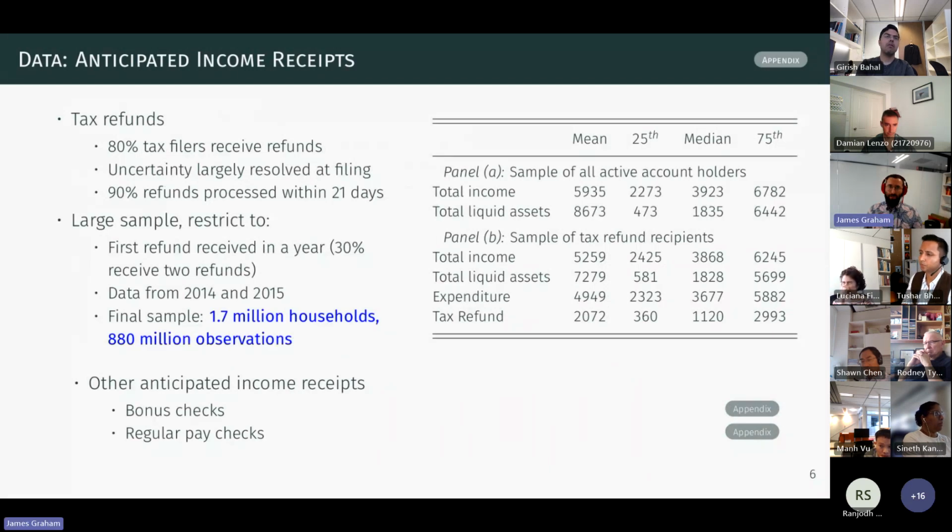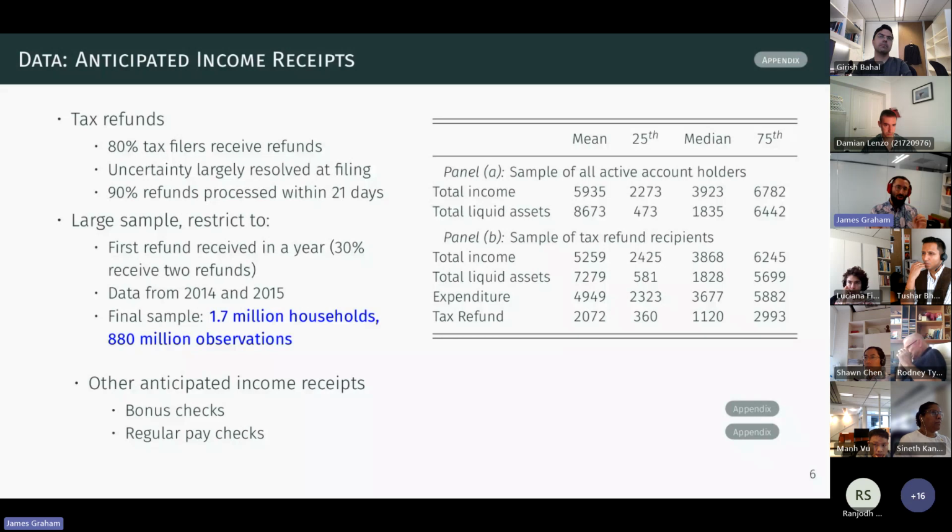Then we're going to look at these different kinds of anticipated income receipts. So we'll focus mostly on tax refunds. And the reason we do this is as follows. In the US, around 80% of people who file a tax return end up receiving some kind of refund. When you file a tax return, the uncertainty over the amount of the refund is basically resolved on the day that you file. So you go onto a tax software website, throw in all your details, and it says this is going to be your refund. And unless something very unexpected happens, that is going to be your refund. It can be the case that things go wrong, but it's fairly uncommon.